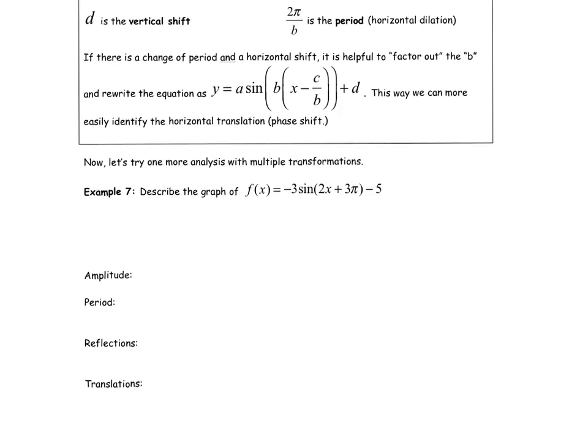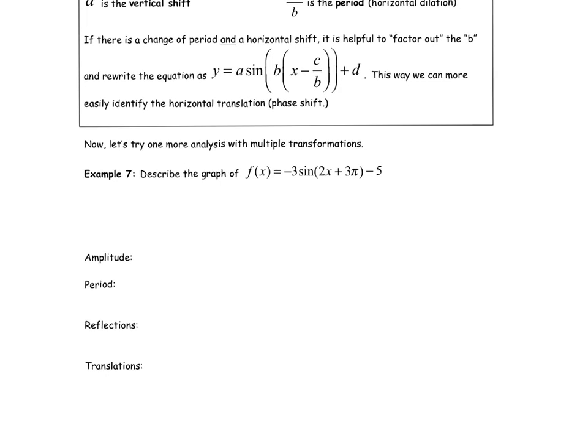We're going to look at the transformations in the graph of f of x equals negative 3 sine the quantity 2x plus 3 pi minus 5. The first thing that we'd like to do here is make sure that we factor out the value for b, because we have both a horizontal dilation, a change in the period, and a horizontal shift. So I'm going to factor out the 2, leaving us with x plus 3 pi over 2 minus 5. And I want to do that first so that I don't forget as I go through my analysis and then make a mistake.